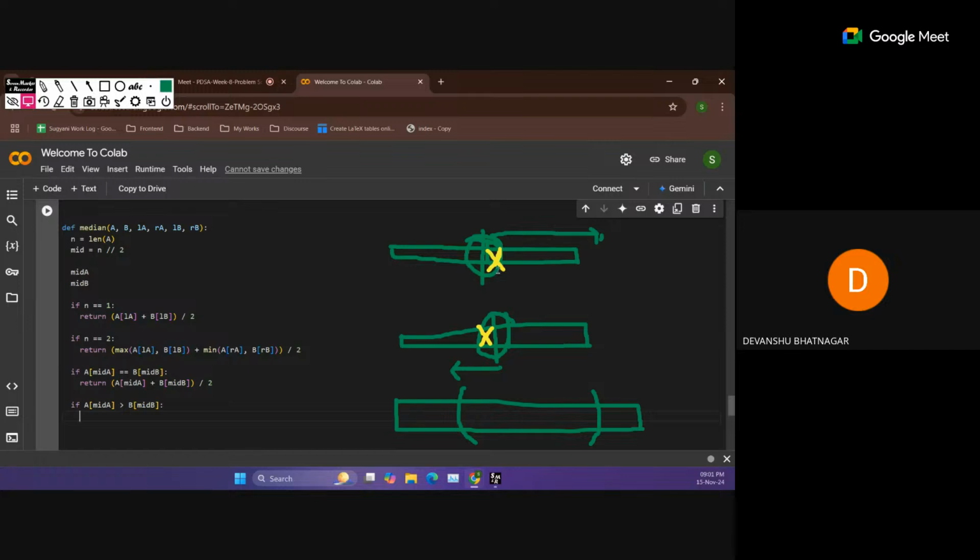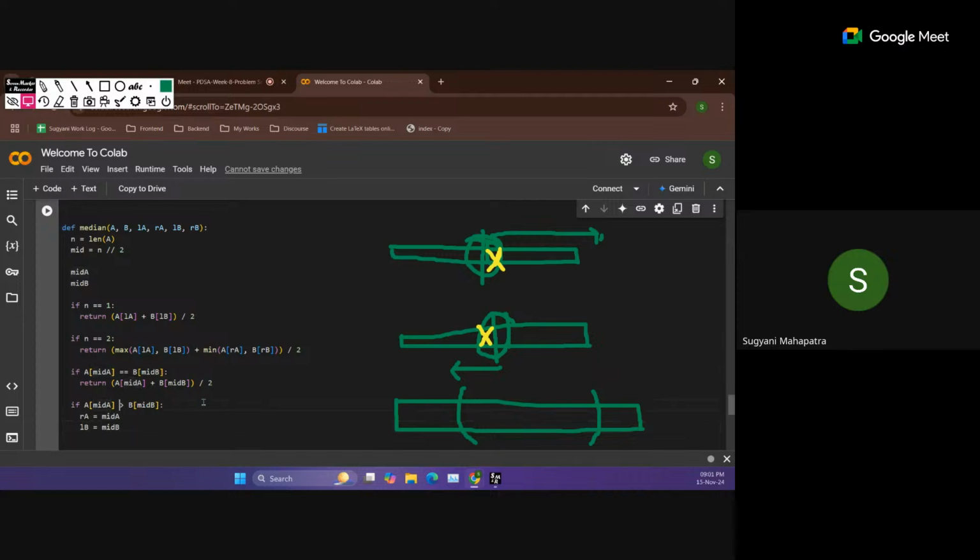We'll reduce the right part of A by 1. So right of A will be equal to middle of A, right? Yeah. So right of A will be equal to middle of A. And what will we do for B? We'll reduce the left part of B by 1. So left of B will be middle of B. Exactly. And now we recurse on this shorter range.